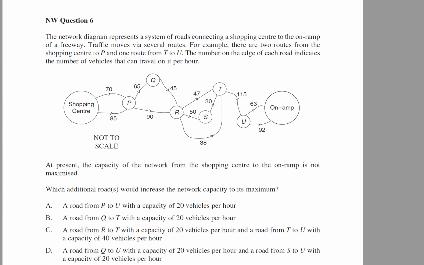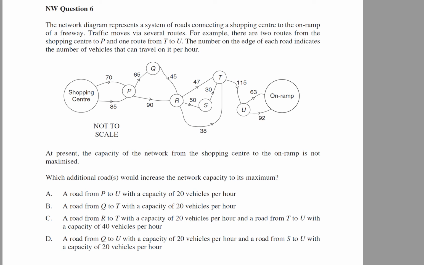We've done this one previously. Let's recap. The network diagram represents a system of roads connecting a shopping centre to the on-ramp of a freeway. The traffic moves via several routes. For example, there are 2 routes from shopping centre P. So it tells you this one, and it also tells you 1 route from T to U. It helps to assist you with interpreting the diagram.